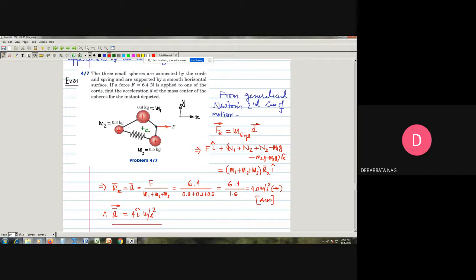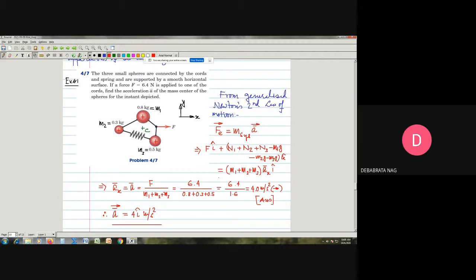So this particular problem indicates how we can apply Newton's generalized second law in order to find the acceleration of the center of mass. We see that this simple equation, the generalized Newton's second law, helps us find the acceleration of the center of mass of this entire system.